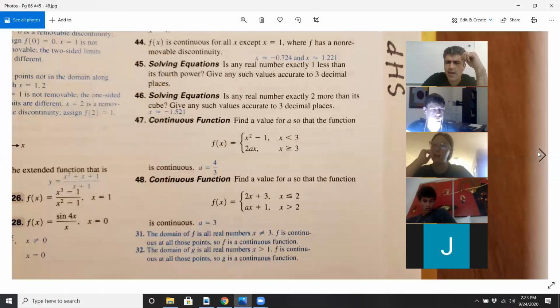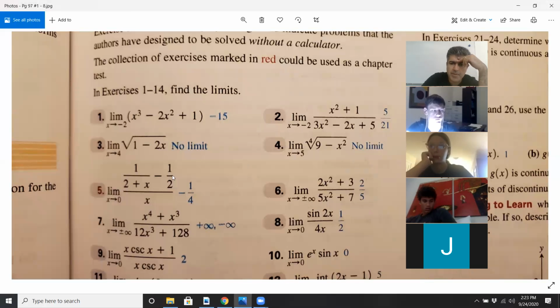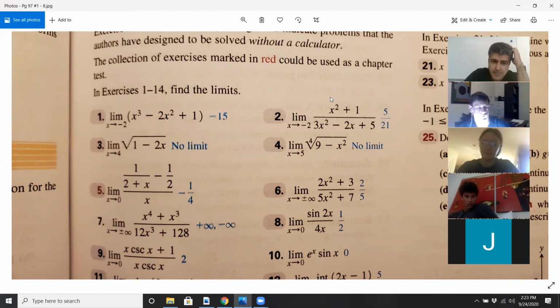I do want to work out 45, and I want to give you guys enough time to go into breakout rooms. But let's talk about number 7 here, because someone asked about that. Okay, for number 7, analytically, what we do when x is approaching positive or negative infinity for a rational function, you multiply top and bottom by 1 over x cubed. That's what you do analytically.